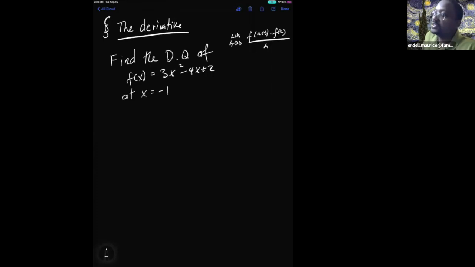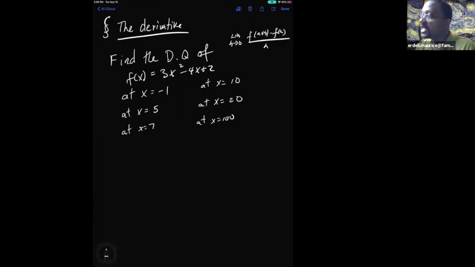So not only did you have to do that at x equals negative 1, you also had to find the answer at x equals 5, and at x equals 7, and at x equals 10, and at x equals 20, and at x equals 100. And you had to do the whole thing in 5 minutes.